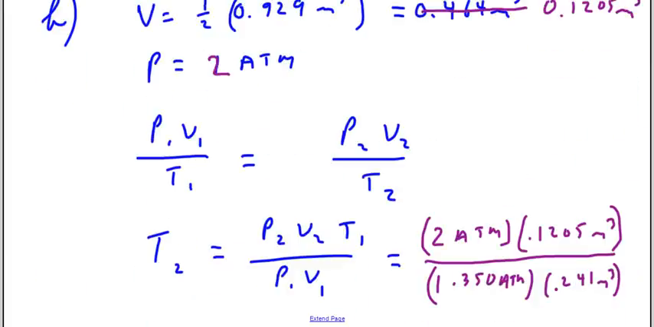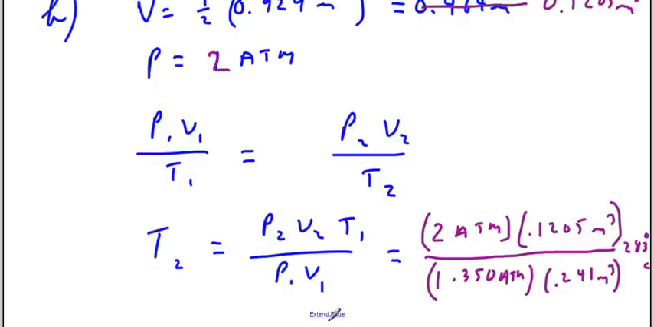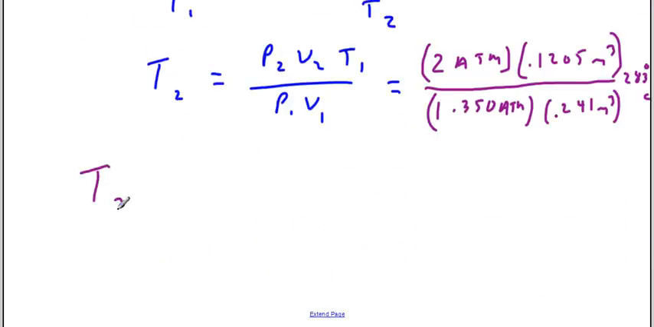283, right? 283 Kelvin. I ran out of room there. That's not good. Bad form. So T2 is going to be 210 degrees Kelvin. I didn't double that, but I increased the pressure and I took the volume by 2. Why did the temperature go down?